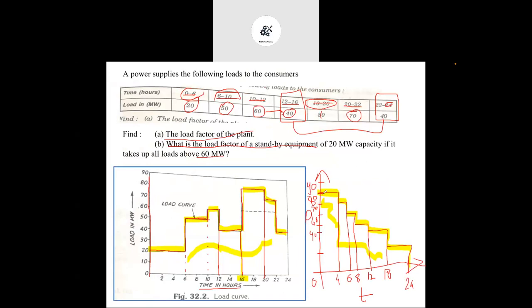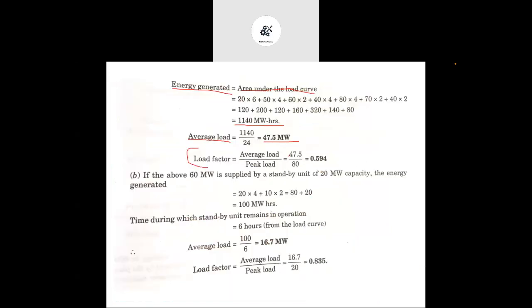And the load factor, you already know the formula. It is the average load divided by maximum load, or the average load divided by peak load. So the average load is 47.5 divided by the peak load of 80 megawatts, because this 80 megawatts is the peak load. So we are considering this 80 megawatts as the peak load.